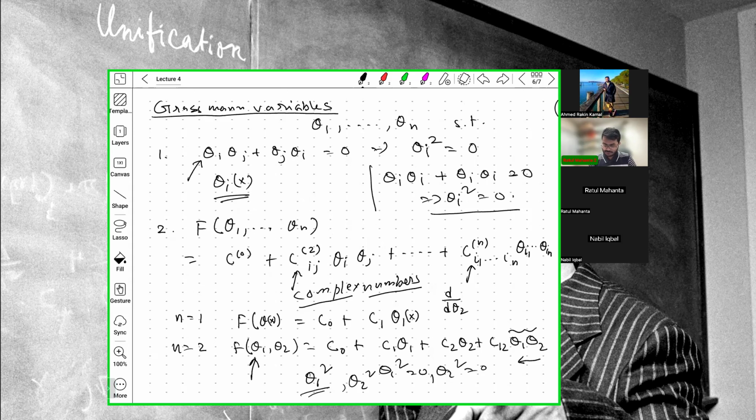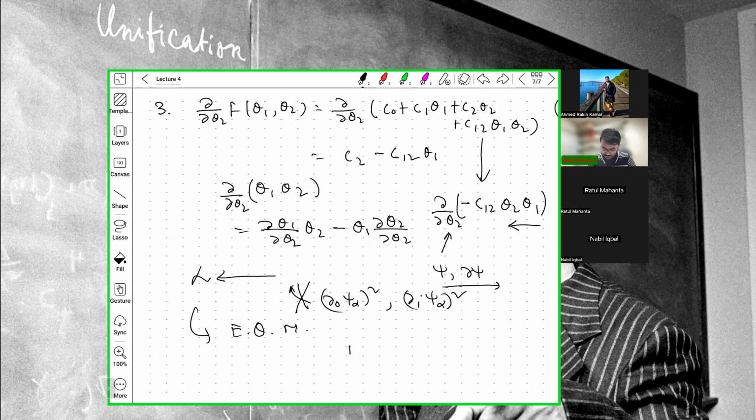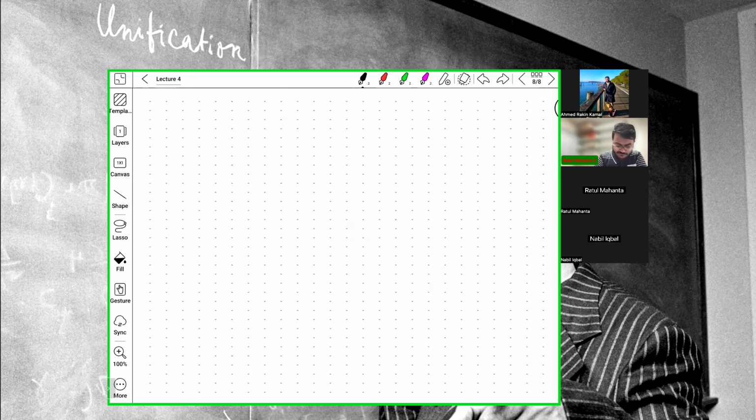Let me write it. So the Dirac equation is first order in derivatives for each component. Okay, so let me write down the Dirac field Lagrangian, matrix field.